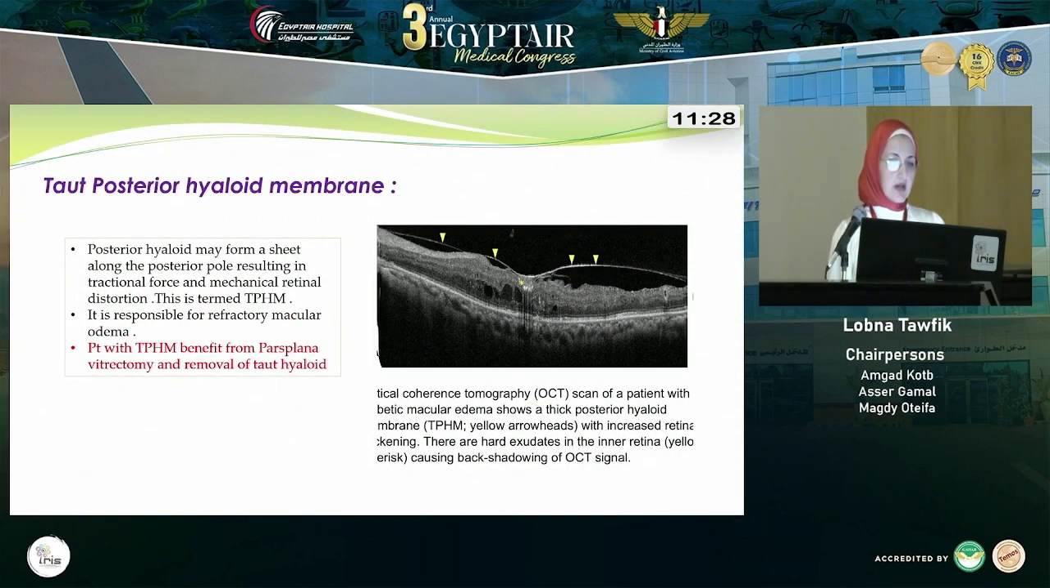Taut posterior hyaloid membrane. Posterior hyaloid may form a sheet along the posterior pole, resulting in tractional force and mechanical retinal distortion. This is termed taut posterior hyaloid membrane. It is responsible for refractory macular edema. Patients with taut posterior hyaloid membrane benefit from pars plana vitrectomy and removal of the taut hyaloid.